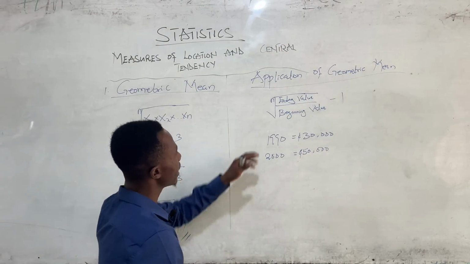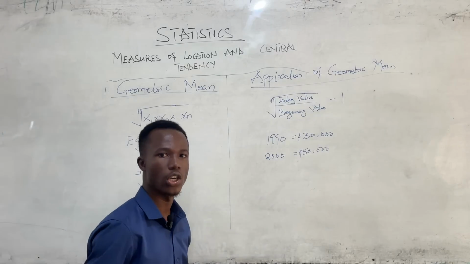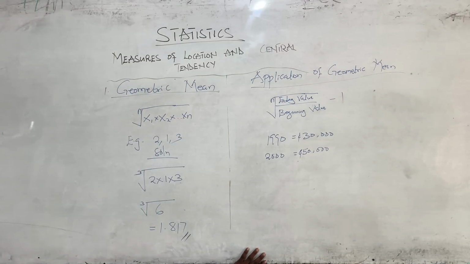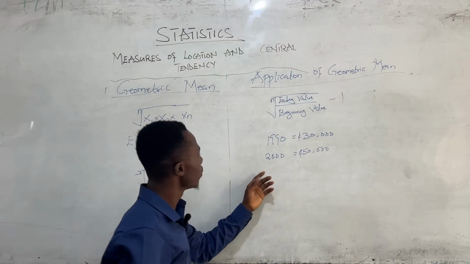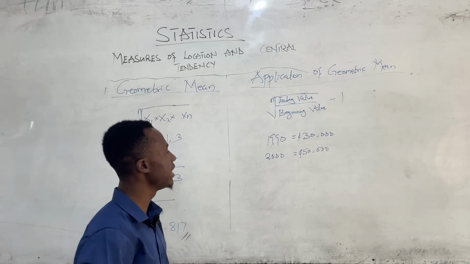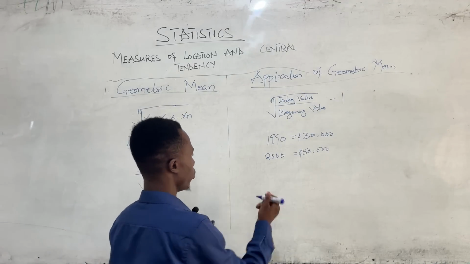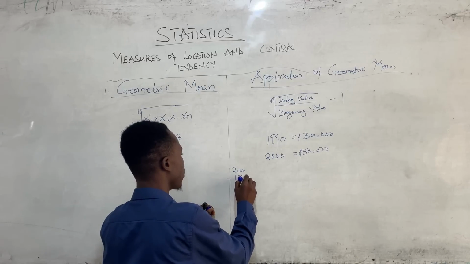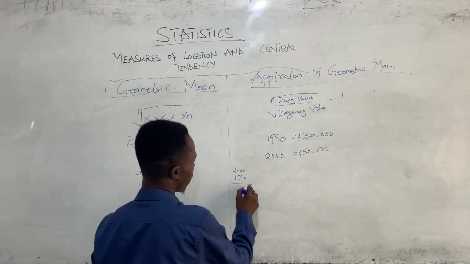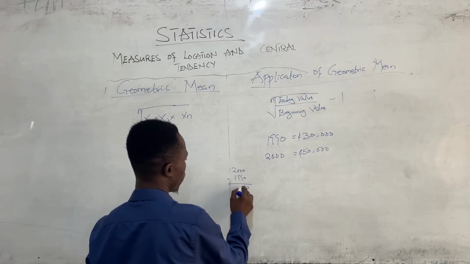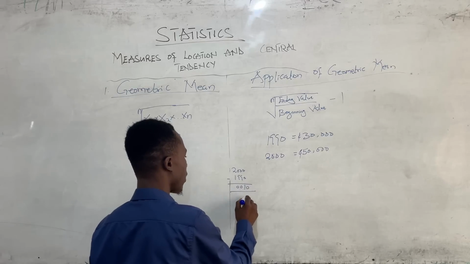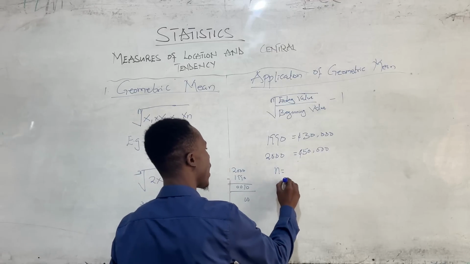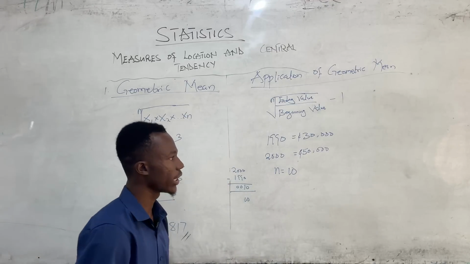So here we are saying the nth root talks about the range or the interval of a certain period. So from 1990 to 2000, how many years? You can just do a simple calculation. 2000 minus 1990, you have 0, 1, 0, 0. So probably you have 10. So from 1990 to 2000 is 10 years. So n is equal to 10. Do you get it?